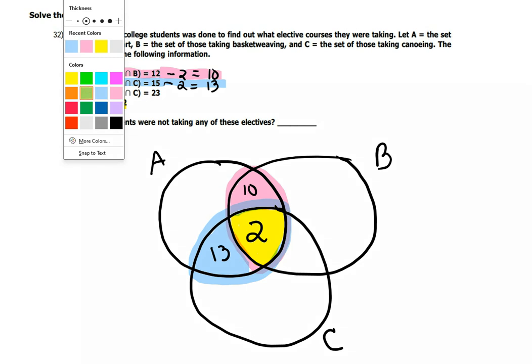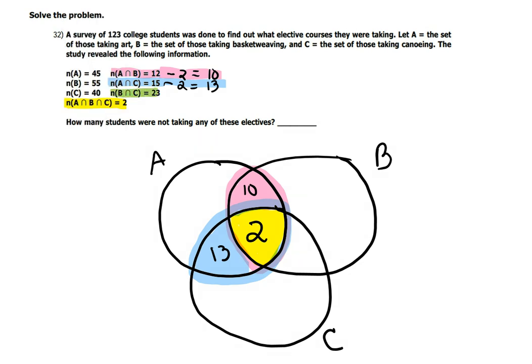And then you're going to go to the third eyelet, which is B intersect C, which is this one here. And again, you already have 2, so you need to fill in the rest of it. You'll get that from subtracting the 2 from the 23, which leaves you with a 21 right there.